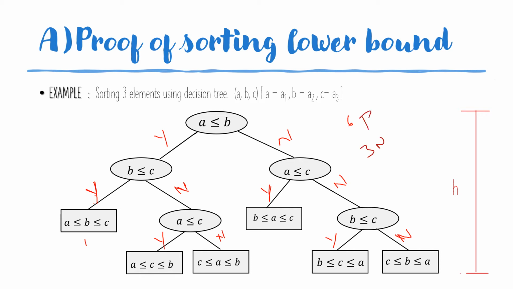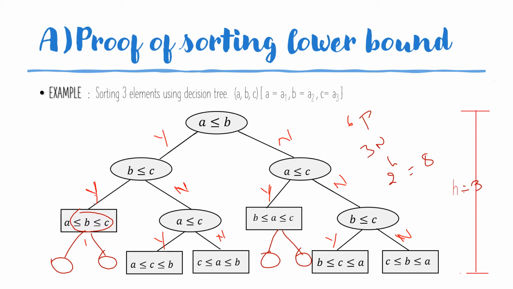So the height of the tree is h. The maximum number of nodes possible for this tree can be 2 power h, that is 8. If there is a node here, then there will be 2 other nodes coming out of this.